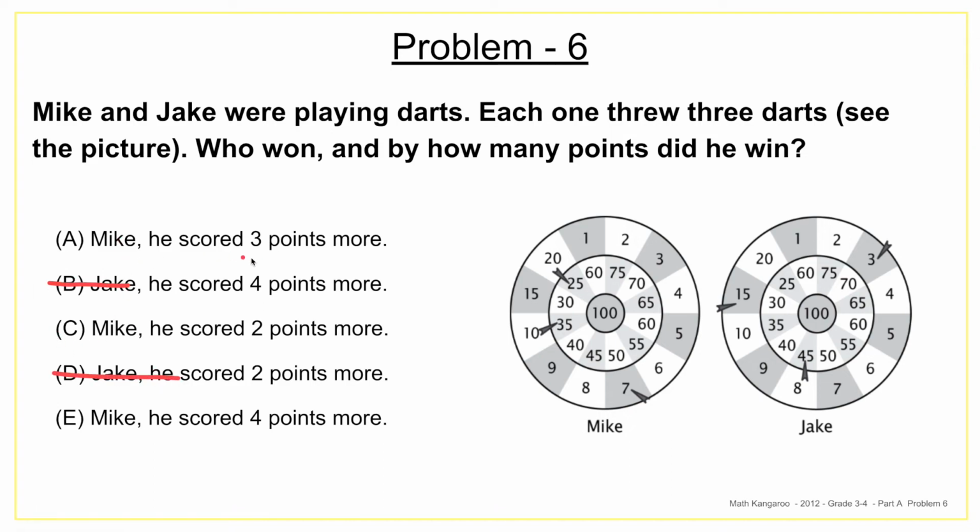Now Mike, he scored 3 points more? No. Mike, he scored 2 points more? No, we know it's 4 points. So the answer is option E. Mike, he scored 4 points more. And this is our answer.